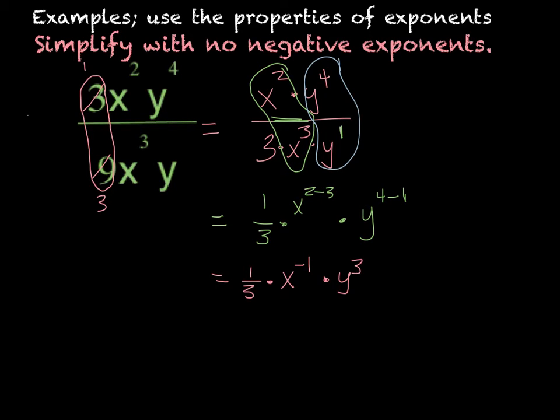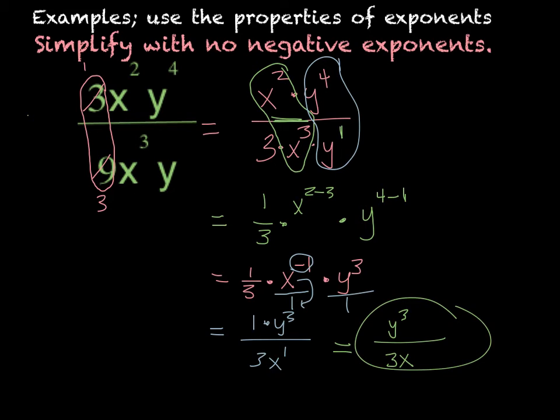Okay, so now I just put everything together, and it's like saying x over 1 over 1. So since this is a negative exponent, I flip it over the fraction bar, and that's going to give me 1 times y cubed over 3 times x to the first power. And now I have no negative exponents and my numbers are simplified, so my final answer is y cubed over 3x. Final answer.